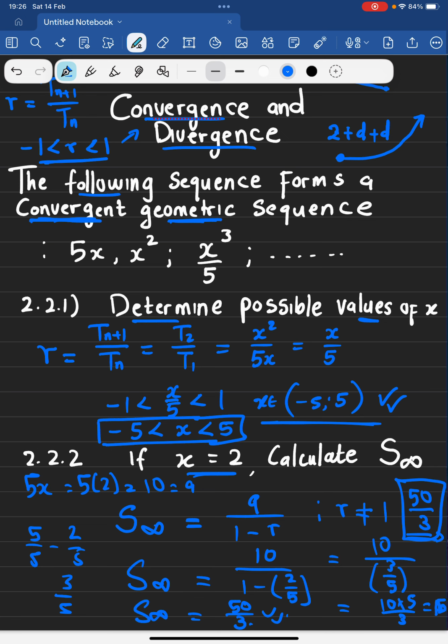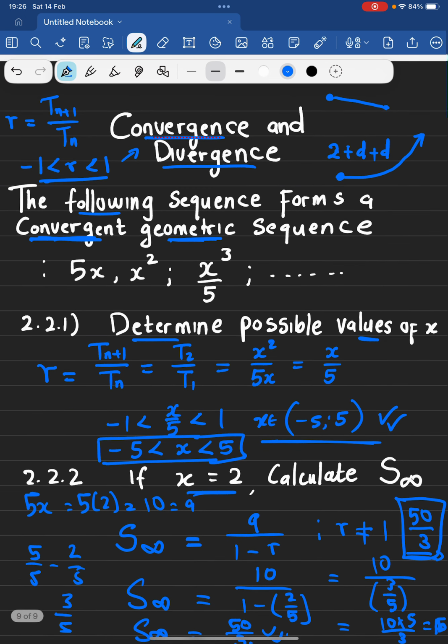So this concludes this portion of this session. Now we understand convergence. As long as this is satisfied, then the geometric series will converge.